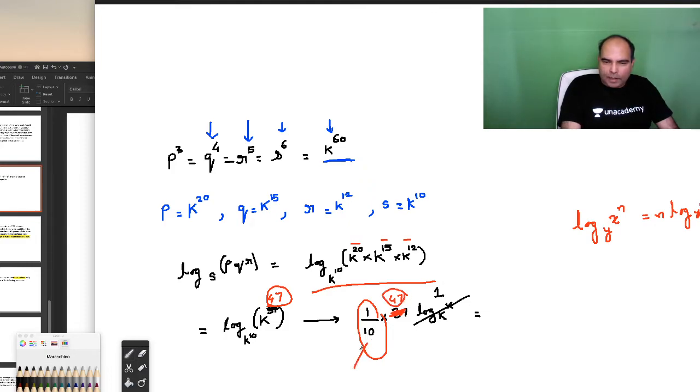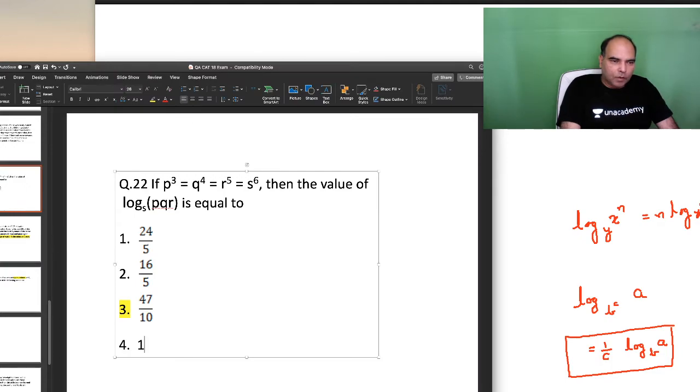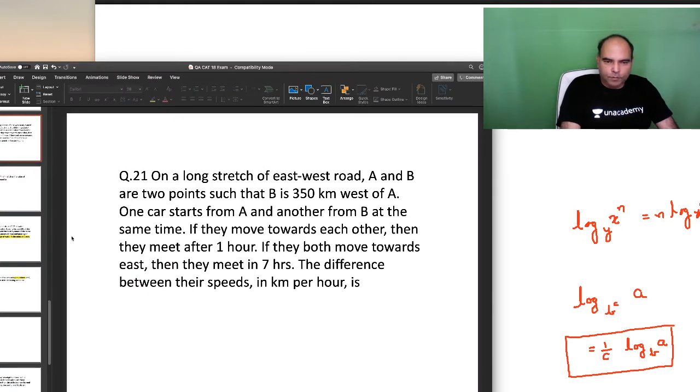The logic of 10 coming out here is if you have a log a to the base b raised to c, then this value comes out as 1 by c log a to the base b. This is the logic which has got this 10 out of this logarithm. Right? So let's do one more question for you.